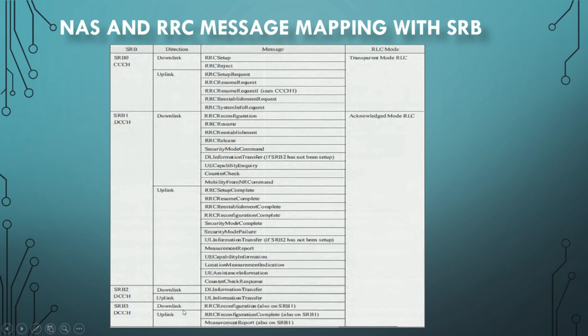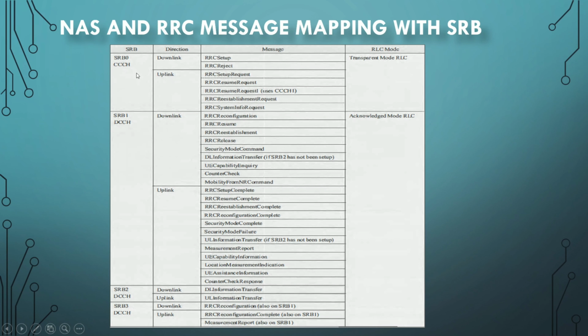For the downlink, as already discussed, RRC reconfiguration, and for uplink RRC reconfiguration complete and measurement report. These are also in SRB1, so you can find these three messages in SRB3. If we talk about SRB2, in downlink it is DL information transfer, and in uplink UL information transfer.